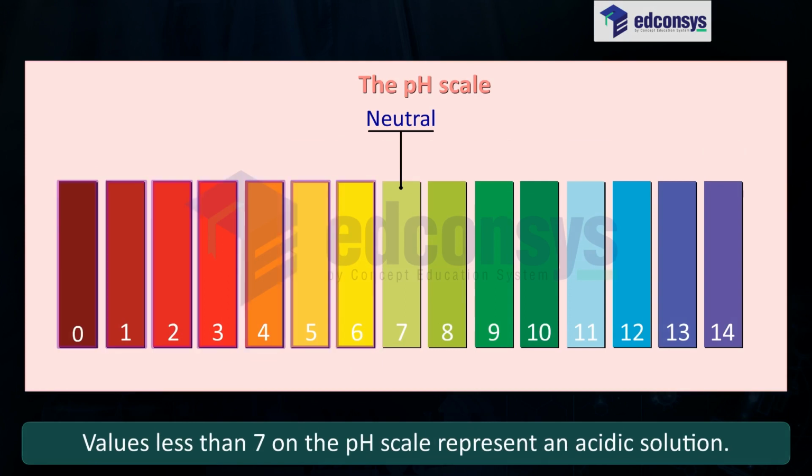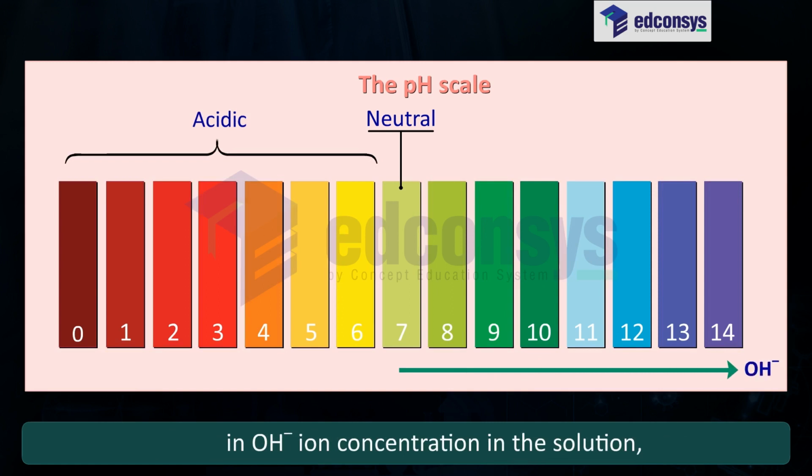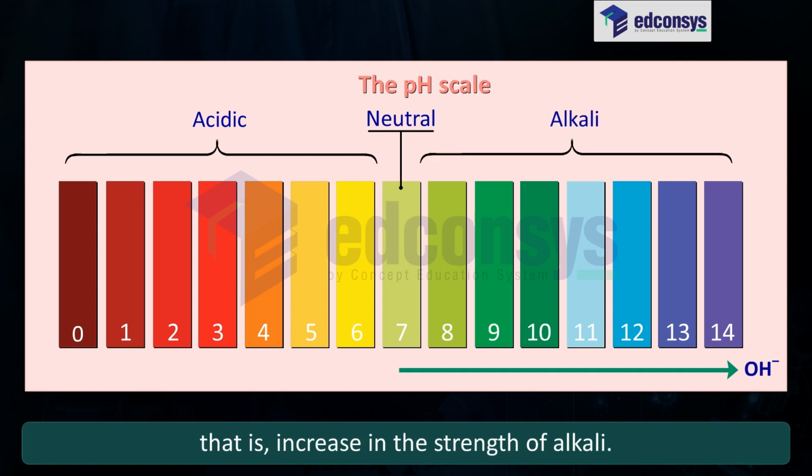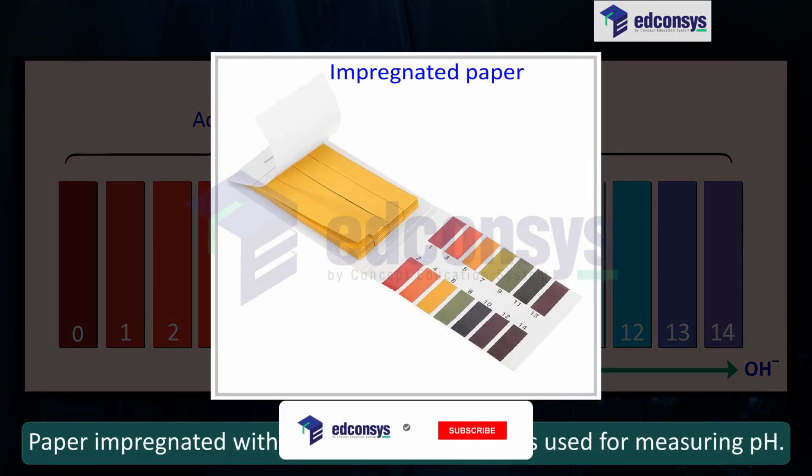Values less than 7 on the pH scale represent an acidic solution. As the pH value increases from 7 to 14, it represents an increase in OH- ion concentration in the solution, that is, an increase in the strength of alkali. Generally, paper impregnated with the universal indicator is used for measuring pH.